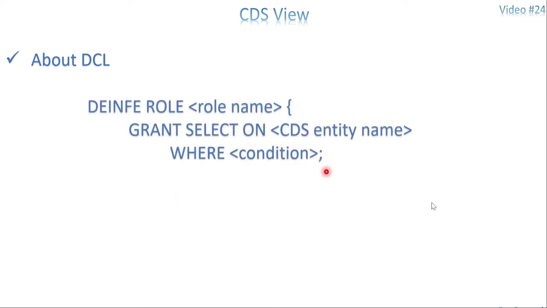And there's a syntax of your DCL, how we do in DDL, define view, the same way DCL, define role name and grant select on, CDS view entity name over here and var condition. Here you can have a number of conditions, okay, and end with a semicolon. I think I missed one bracket as well. It should be closed.